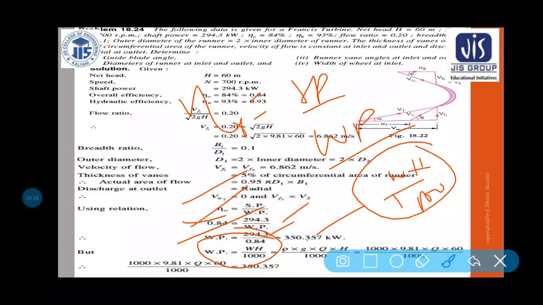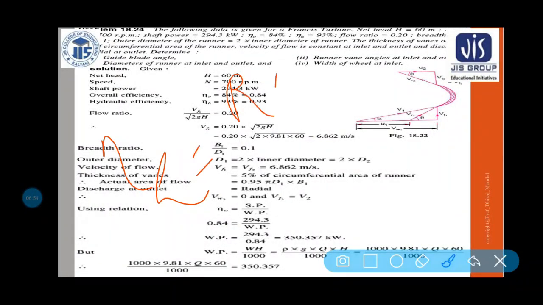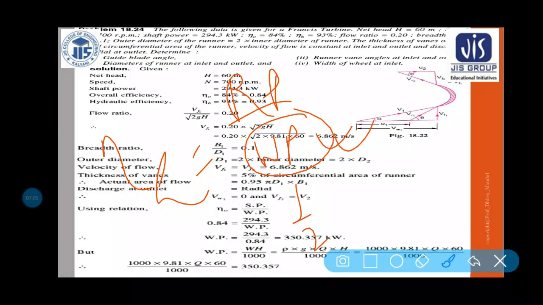Remember, as it is a reaction turbine, water power is equal to W into H by 1000. Sometimes if it is given an impulse turbine, then suddenly if you are going to calculate the hydraulic efficiency, hydraulic efficiency is runner power by water power. So for water power, sometimes you may take half mv square, that is your kinetic energy at the inlet of the turbine. So that is another thing.